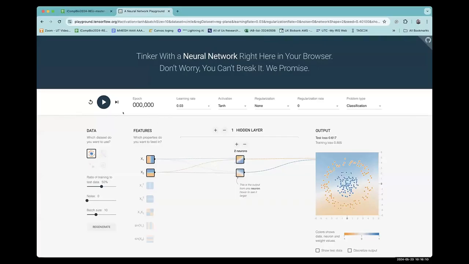I'm going to also go to that website myself, Playground TensorFlow, and then share. Yes, let me copy paste that in the chat window.